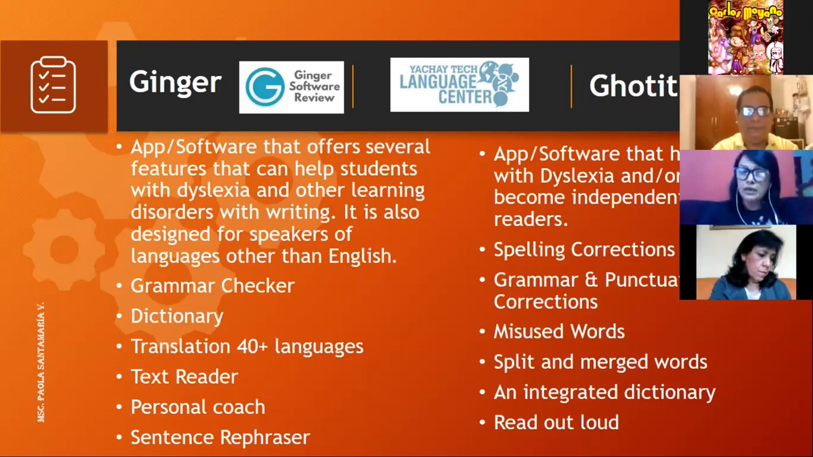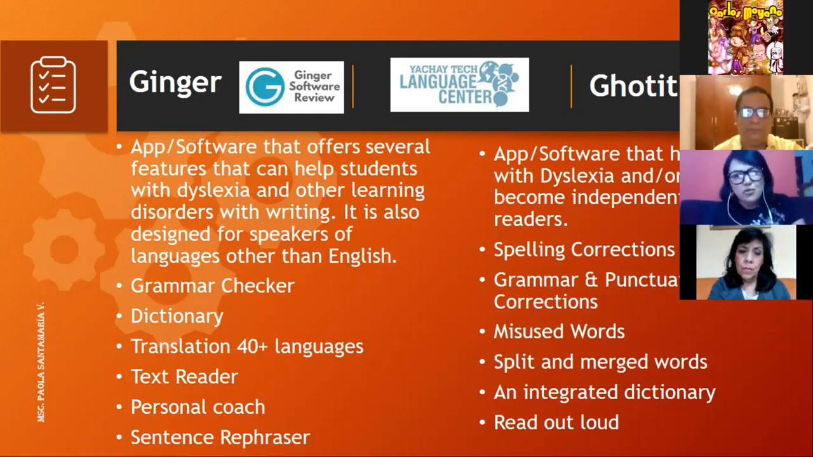There's another thing which goes beyond text-to-speech software, which is a personal coach, meaning not that you're going to have a person next to you to tell you what is wrong or not, but a feature where, if you need it, by clicking on the option, it will display the reasons why you need to write that way.